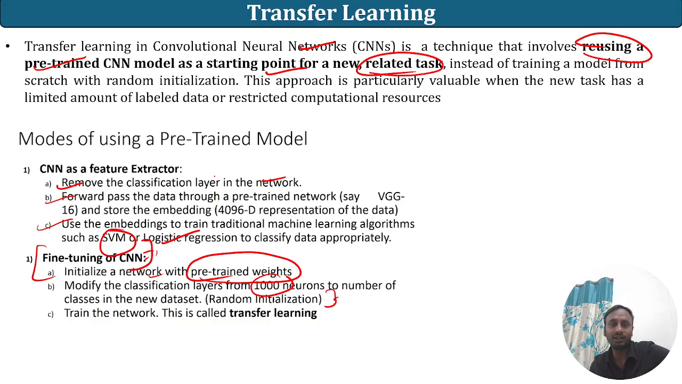That fixed number will be there. Let's say for this number of data sets, we're going to increase. So train the network with random initialization. This is what we call transfer learning.